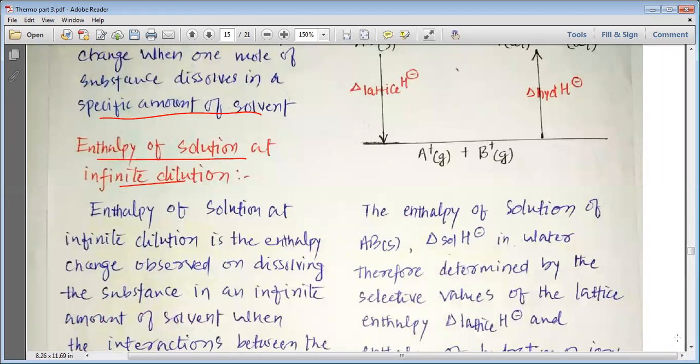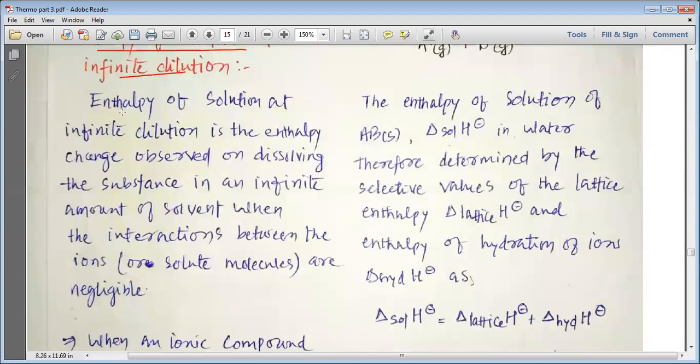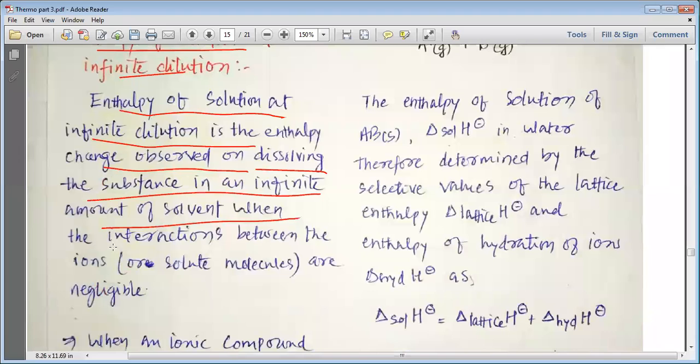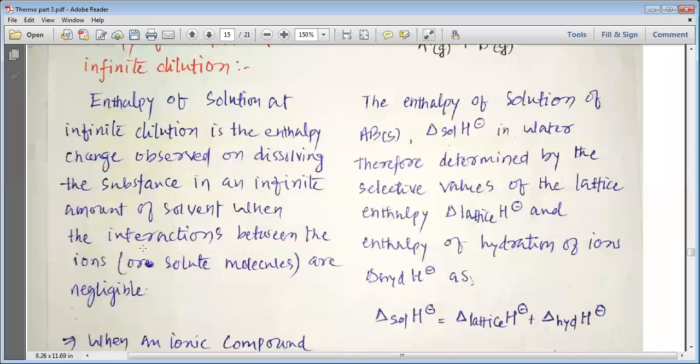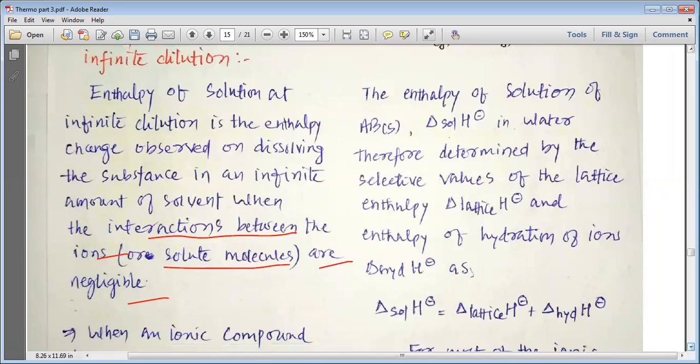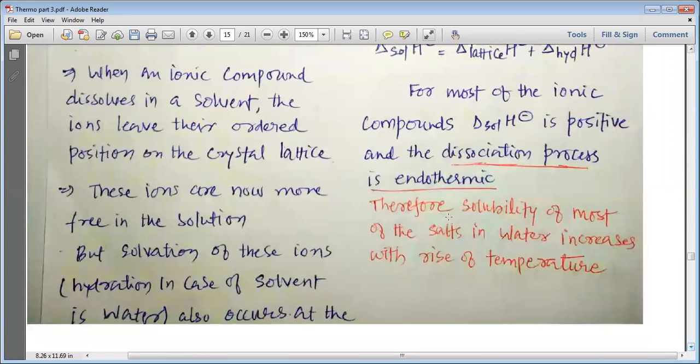Enthalpy of solution at infinite dilution is another definition. It is the enthalpy change observed on dissolving the substance in an infinite amount of solvent, when the interaction between the ions or solute molecules is negligible. So my dear students, when we dilute to the infinite level, the interaction between the various ions or solute molecules is almost negligible. We call this infinite dilution.